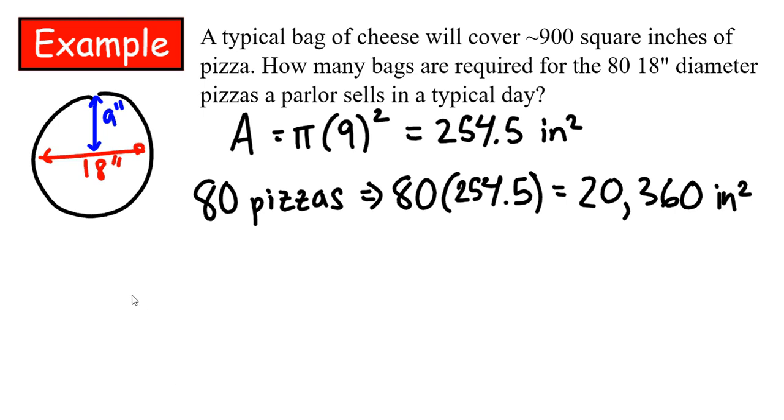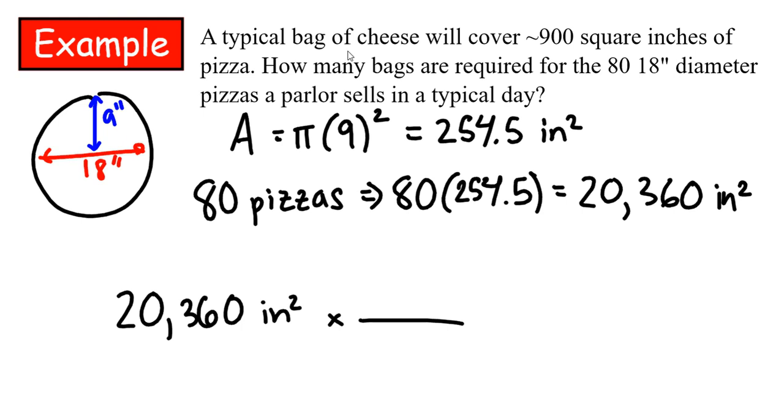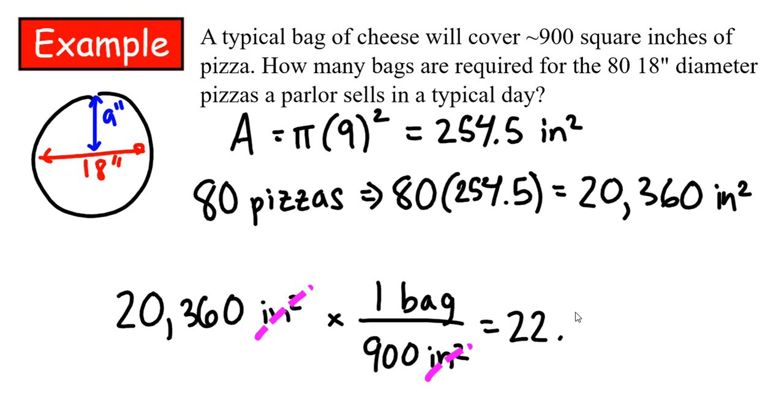That's where I need to do a unit conversion. So 20,360 inches squared. I need to multiply by a fancy number 1. The fancy number 1 I'm going to use is this. One bag of cheese is going to cover 900 inches squared. So I need to put inches squared on bottom so those units would cancel, and that would be one bag. So I need to take my square inches and divide by 900, and then inches squared will cancel inches squared. My only unit left will be bags, so take that number, divide by 900, and I get 22.6 bags. I obviously can't buy 0.6 bags, so that would take 23 bags.